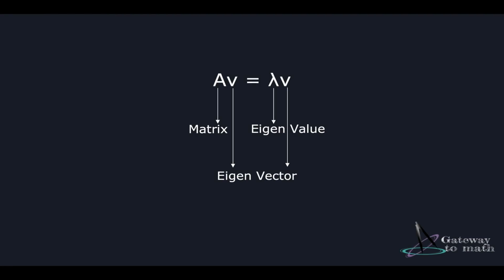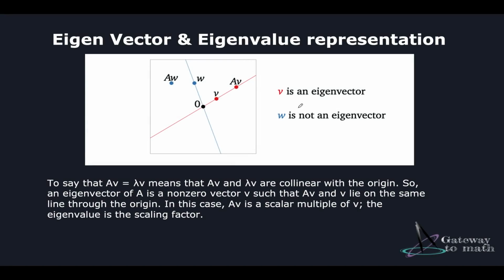In the previous session, we already discussed the equation Av = λv. In this equation, we already know A is the matrix, v is the eigenvector, and λ is the eigenvalue. Now we want to see how we can represent eigenvectors and eigenvalues geometrically in this session.